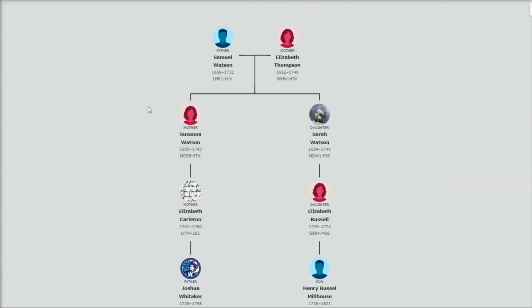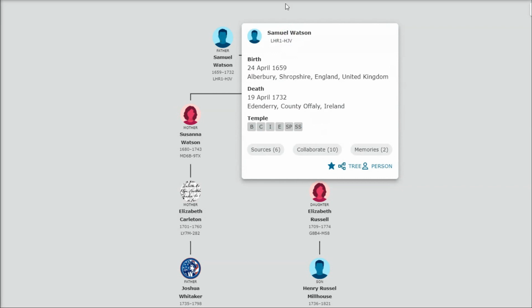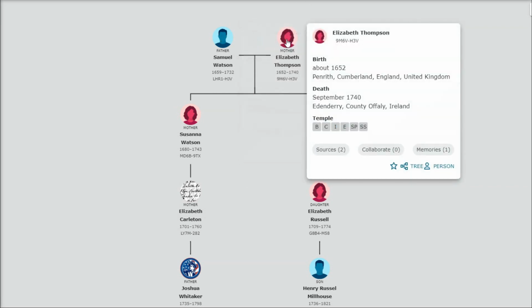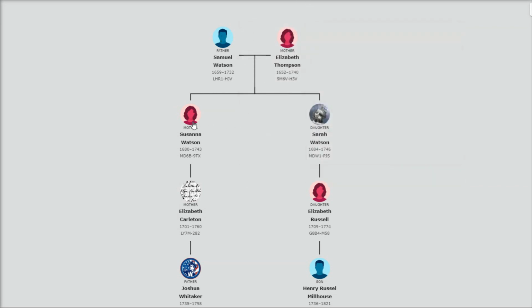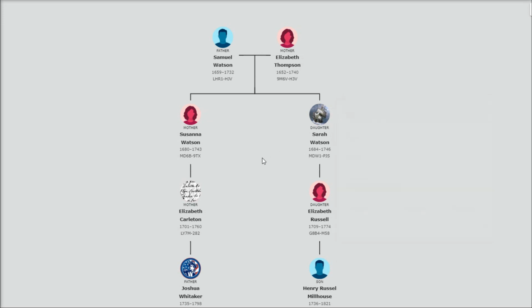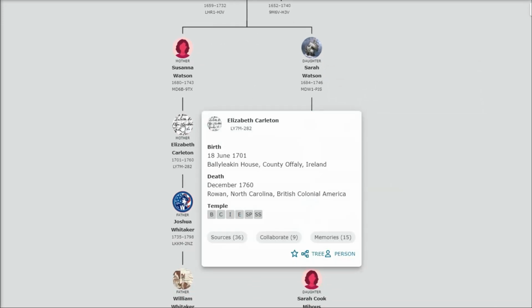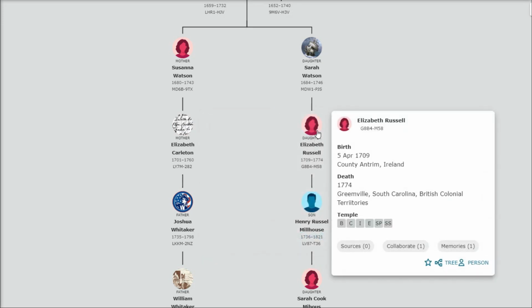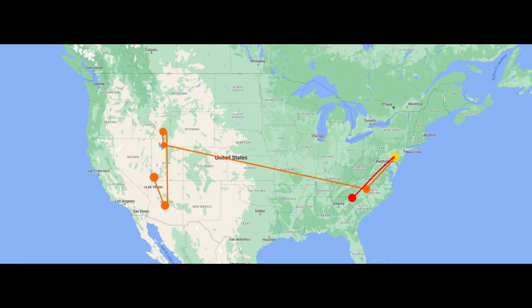So, Bob and my common ancestors were from Ireland. This was Samuel Watson and Elizabeth Thompson. Of their children, they had 2 daughters who both immigrated over to the Americas and died in Pennsylvania. Their grandchildren then started to drift apart a little bit, one dying in North Carolina and the other one dying out in South Carolina. This orange line is my family line, and this red one is going to be Bob's. And this is that dividing point.